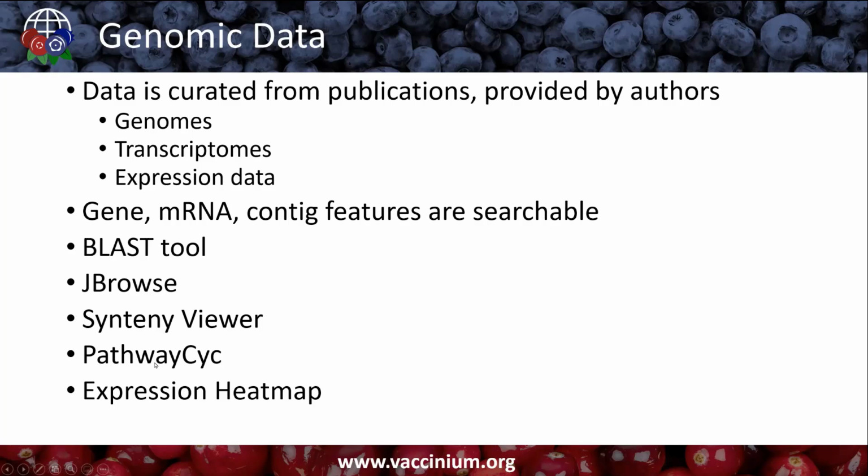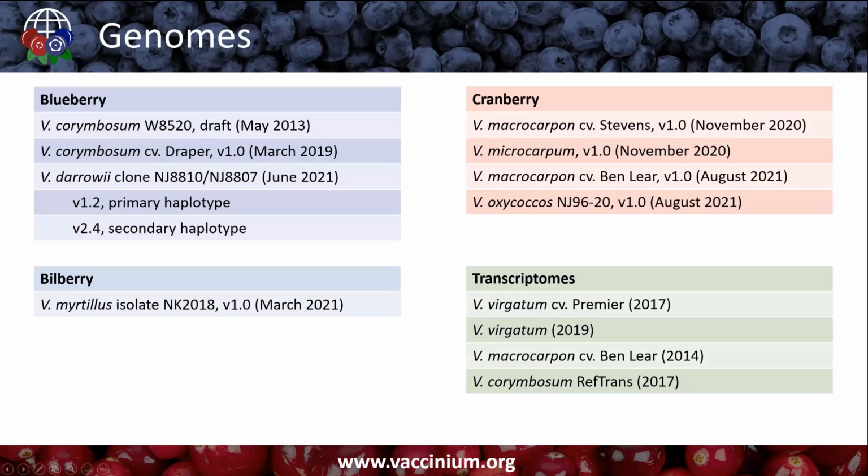The genomes are put through pathway tools. So we have a pathway psych data for all of them. And then if there's transcriptome data, we can use the expression Heatmap tool. I'm going to touch on all of these in this example I'm going to use.